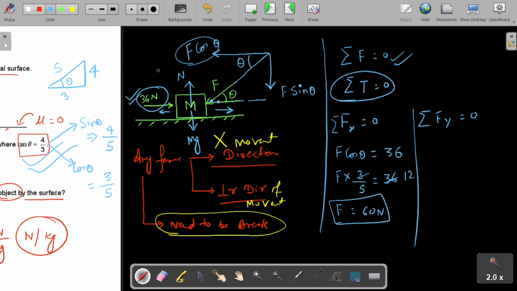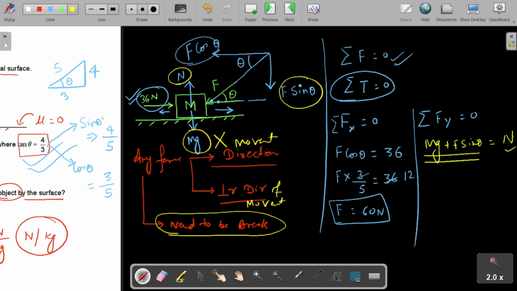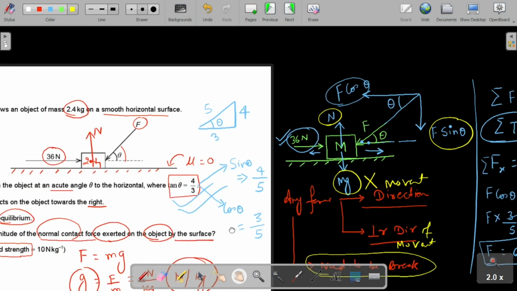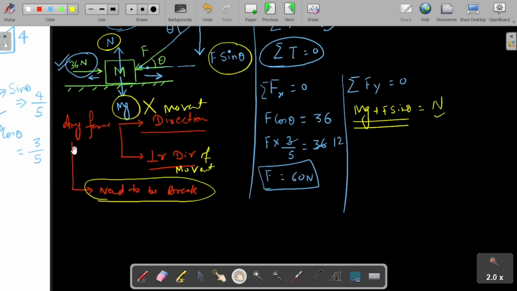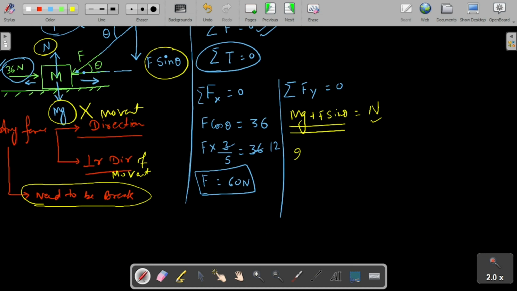Let us do the net force in y direction. This mg is vertically downward, this f sin theta is also vertically downward, so mg plus f sin theta should be equal to n, that is vertically upward, and we have to find this n. What is the mg? Mass is 2.4 kg, so it should be 2.4 into 10 because g is 10. I have explained this earlier in the beginning of the question.